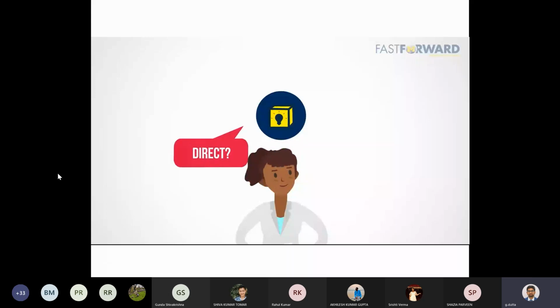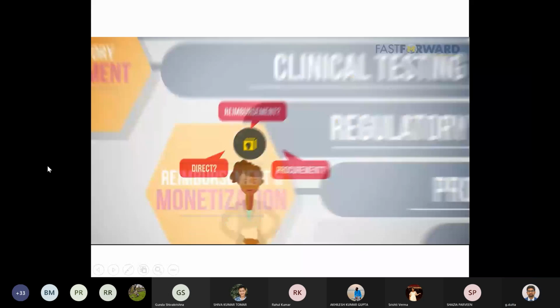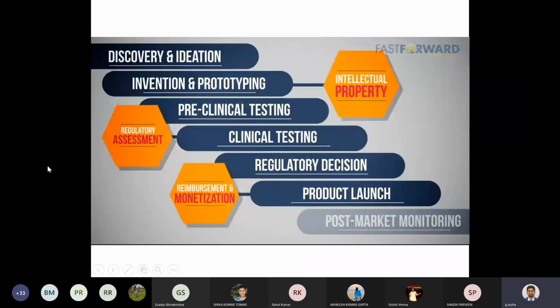Is it direct to consumer? Is it payers through reimbursement? Is it hospital systems and procurement? Each of these strategies is critical to consider for medical devices and diagnostics. Now that you have assessed the critical components, what is the path to market?